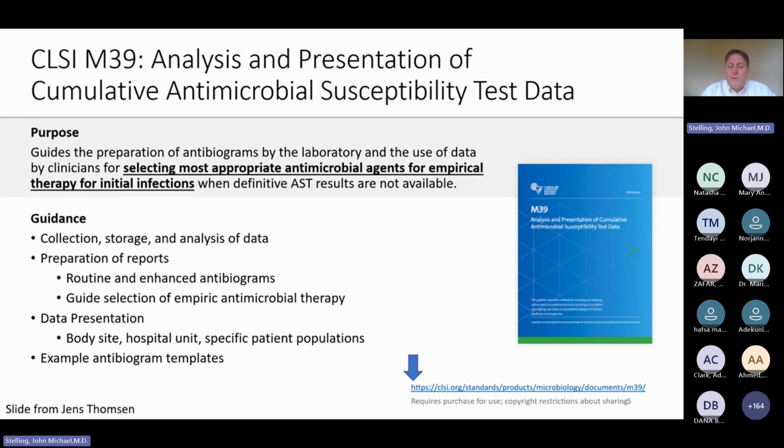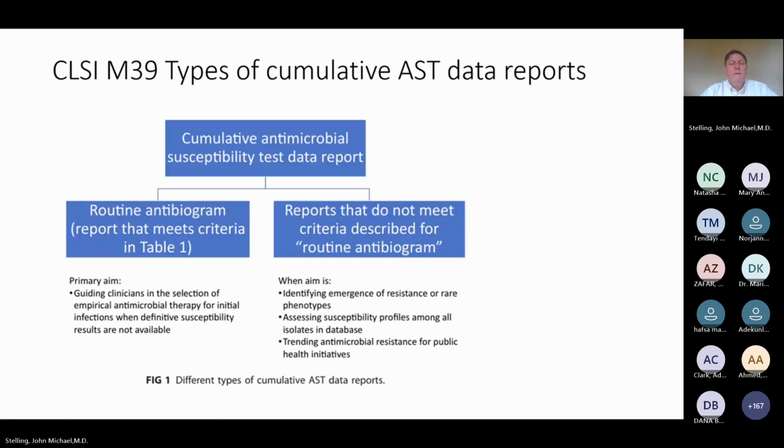The M39 document's focus is guiding the selection of empiric antimicrobial therapy for patients who do not yet have their microbiology results. Data presentation, and some examples. The CLSI document focuses on cumulative antimicrobial susceptibility test data, the human document. The veterinary document does go into a greater range of activities such as line listings, multi-drug resistance, scatter plots, zone diameter or MIC histograms. But you see the M39 focuses on cumulative data for percent susceptible or sometimes percent resistant.